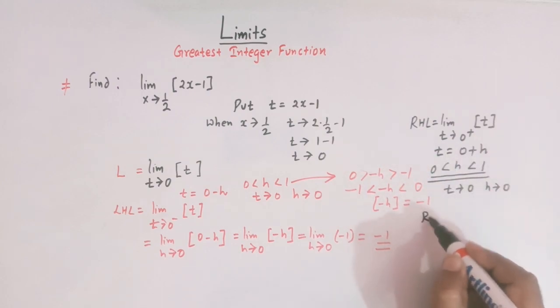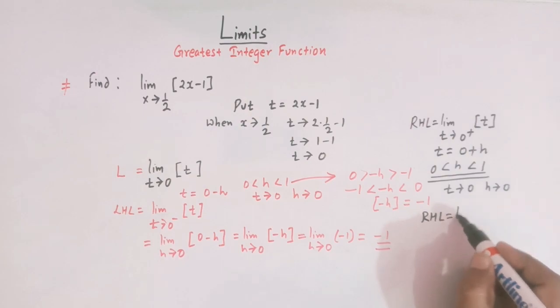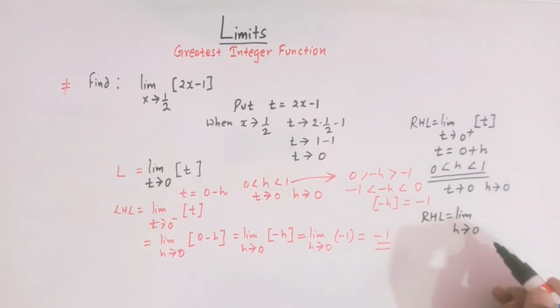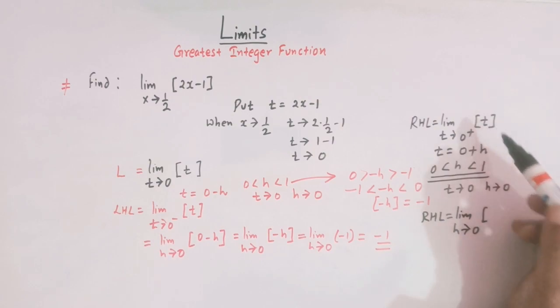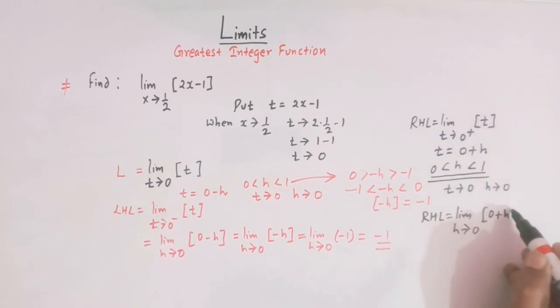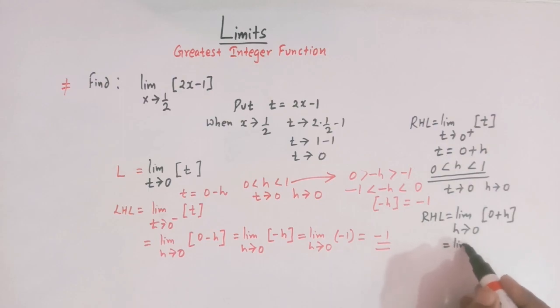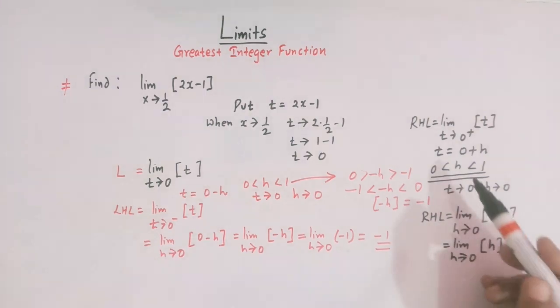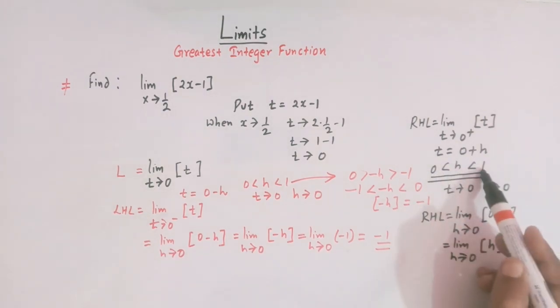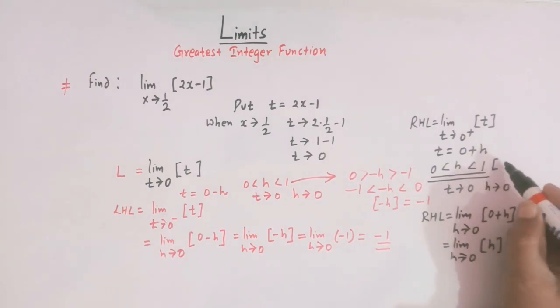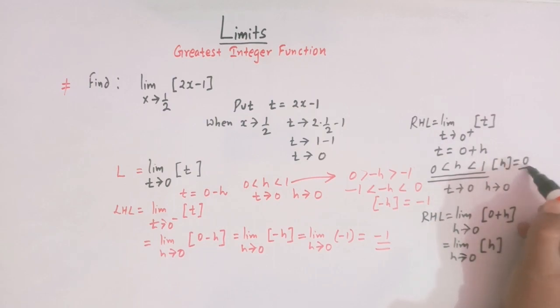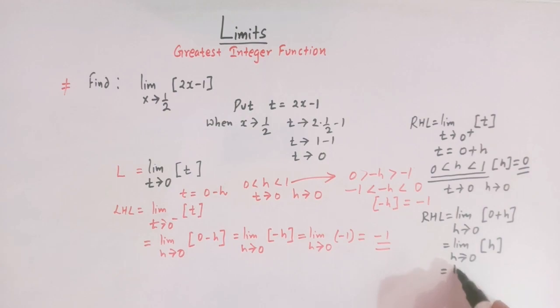So the right hand limit can be written as the limit as h tends to 0 of the greatest integer of 0 plus h, which is the limit as h tends to 0 of the greatest integer of h. Here h lies between 0 and 1, so from the definition of the greatest integer function, the value of the greatest integer of h should be equal to 0. So the limit as h tends to 0 of 0 is equal to 0.